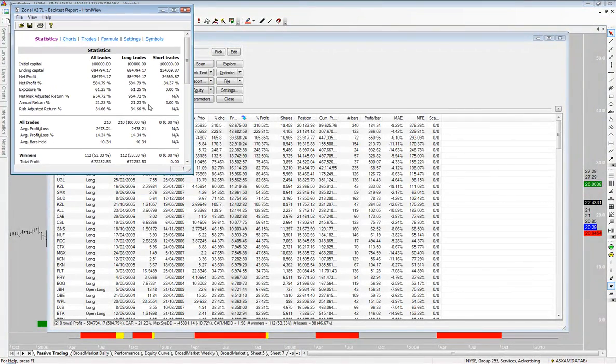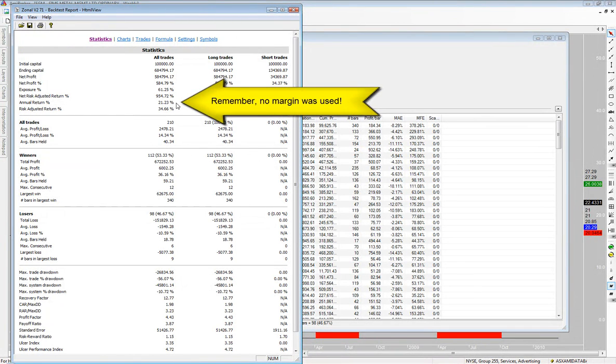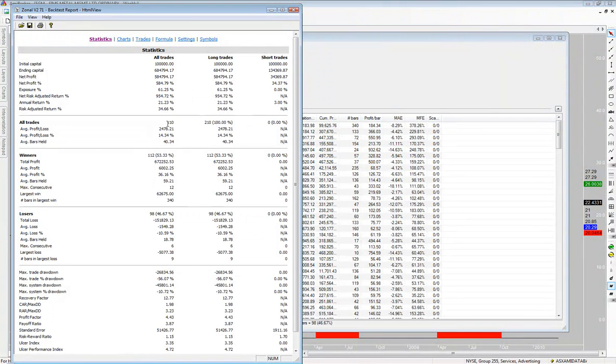Keep in mind that during this period there was one of the worst bear markets, and yet the strategy was able to produce 21% per annum return over that period, and the account grew from 100 to 684. Over that period there were 210 trades, and 53% of them were winners and 47% were losers. Most importantly, the average profit was 4 times more than the average loss, and that's why this strategy was able to produce 21% return, even though the number of winners and losers were approximately equal.